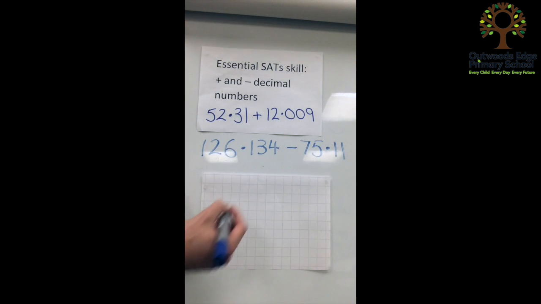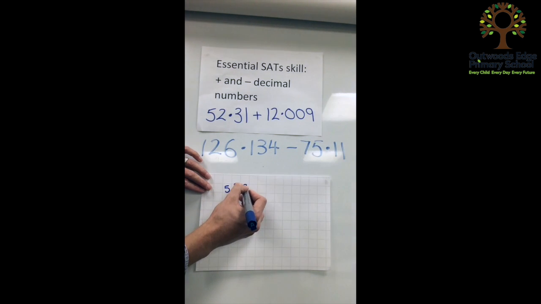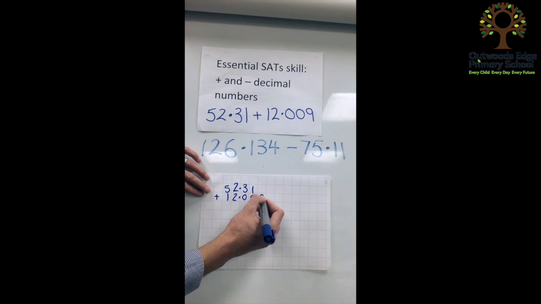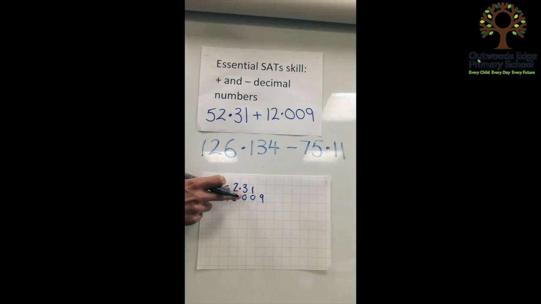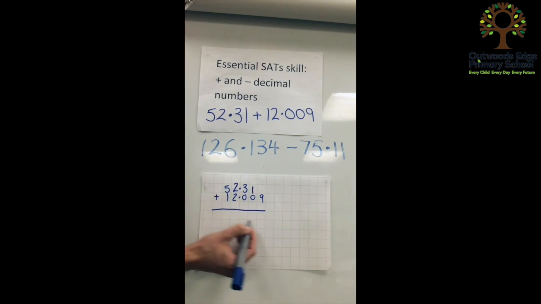First one is addition, so we're going to set it out using our column method. 52.31 add 12.009. Now, like with timesing and dividing by 10, it's essential they get those decimals lined up correctly. Okay, I'm going to leave myself a spacing because I have to bridge. I can put my decimal in there ready.